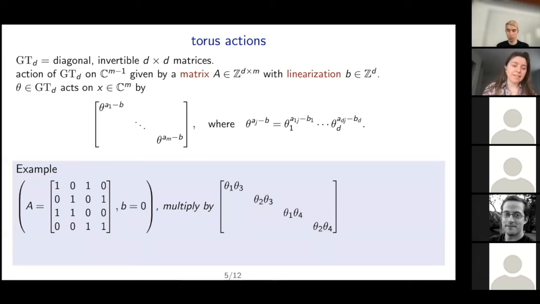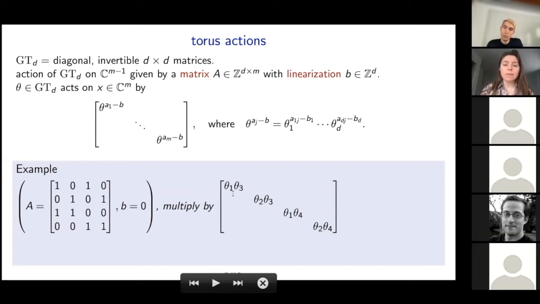So here's an example. This is the matrix A from the previous slide, and we can consider linearization 0. Then if we compute what all of these products are as we range over the columns of the matrix A, this is what we get. So we multiply the first entry by theta 1, theta 3, not theta 2 or theta 4. Then the next entry we multiply by theta 2, theta 3. The third one is multiplied by theta 1, theta 4, and then finally theta 2, theta 4. Okay, and b is 0, so we don't subtract anything from these exponents.